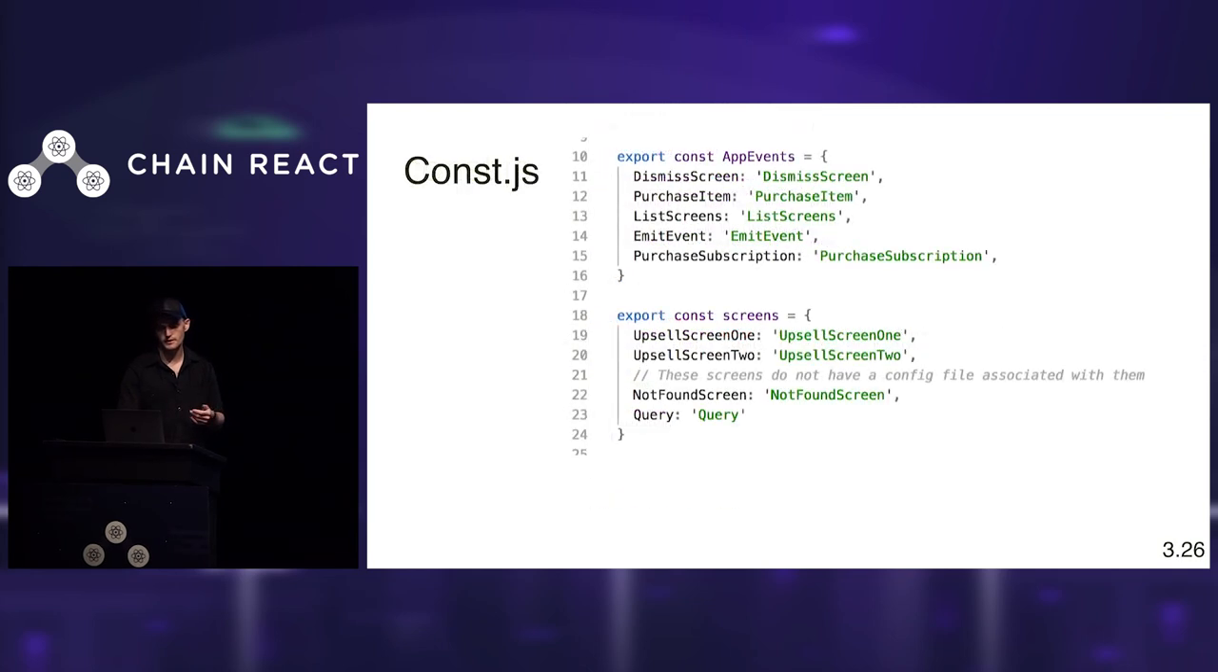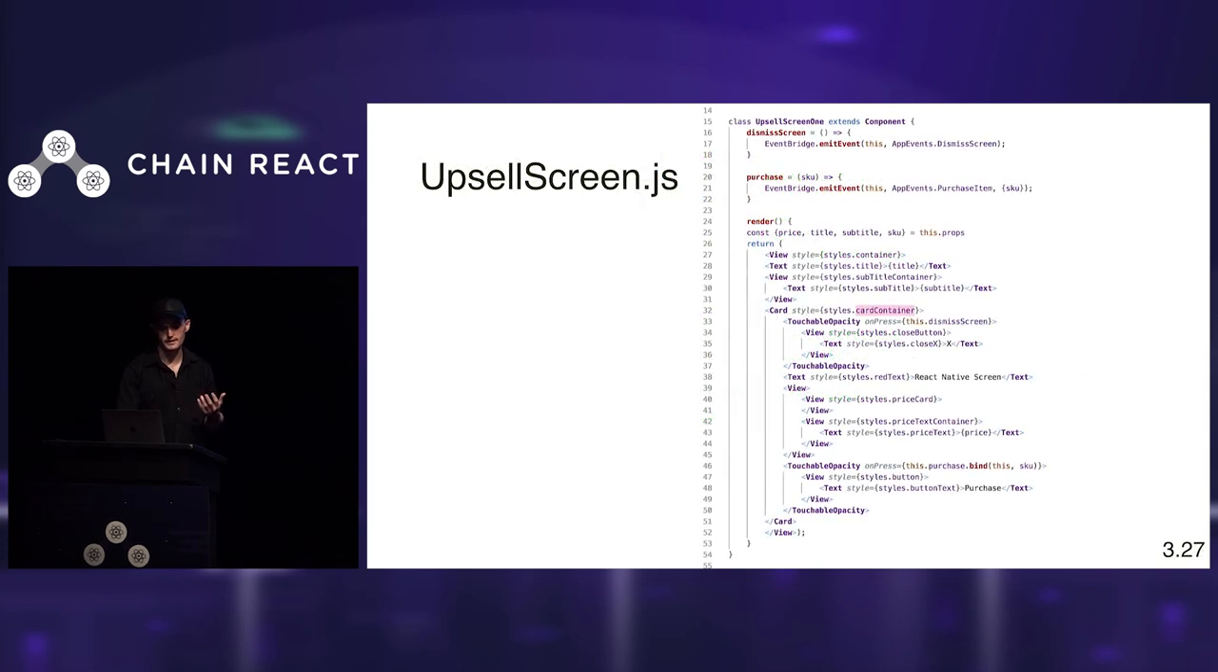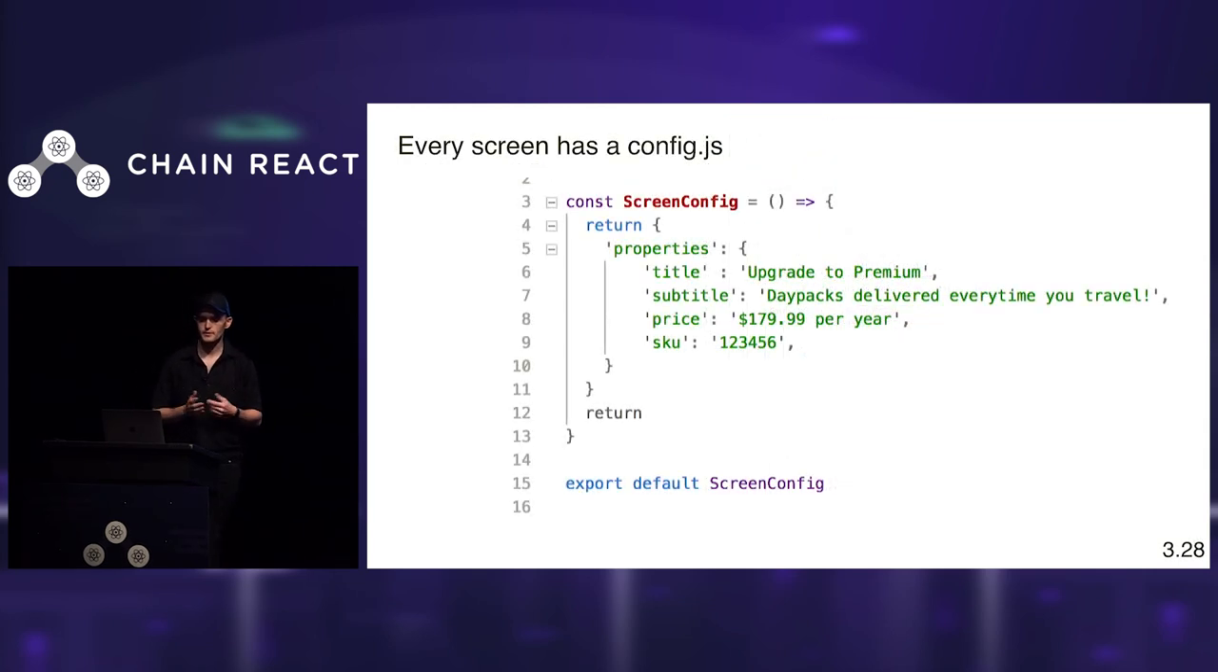Again, this is just the const strings that we're using in our React Native application. The upsell screen, I showed you this before, looks exactly like a normal React Native component. It just uses the React Native event bridge to emit events. So what about this configuration screen? Why do I do this?